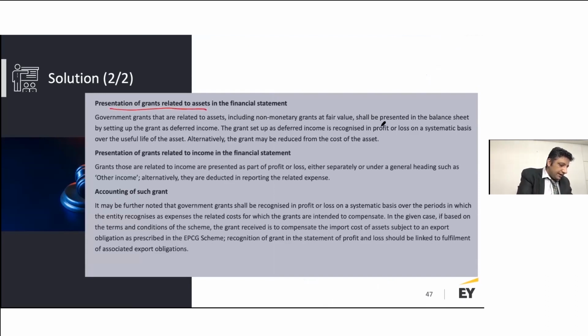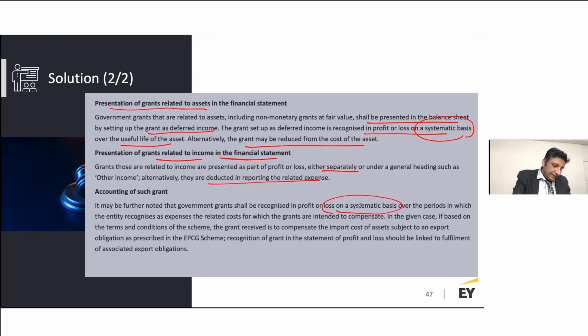Likewise, grants related to assets shall be presented in the balance sheet by showing it as deferred income, and accordingly you recognize it on a systematic basis over the life of the asset. Alternatively, they may be reduced from the cost of the asset. Exactly the same thing that we mentioned. Similarly, for grants related to income, they may either be shown separately or they are reduced from the related expenses. Okay. Again, the fundamental aspect of systematic basis is always going to be available.